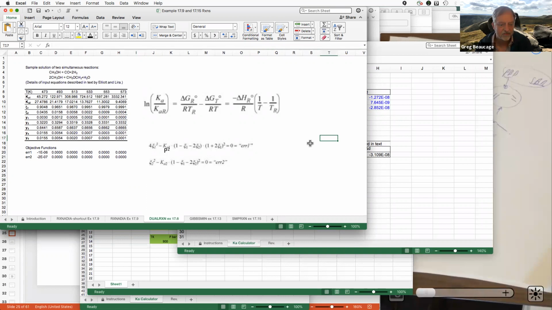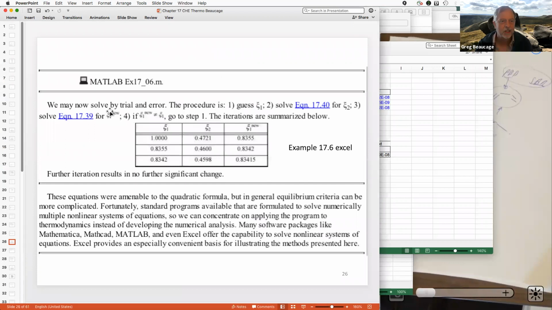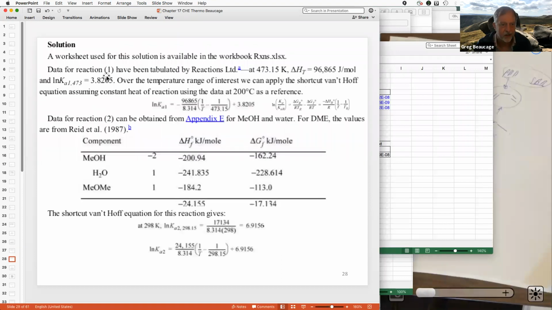So that's kind of how you do this thing. That's one way to do it. If you have two reactions, it's easy. But if you have more, it's going to be more complicated. He says trial and error, but we just do it with Excel, with the solver. He just says the same thing. It's the same, doing the same thing.